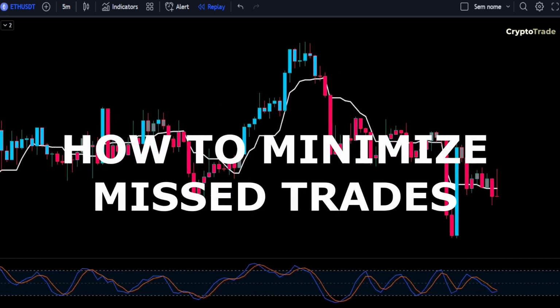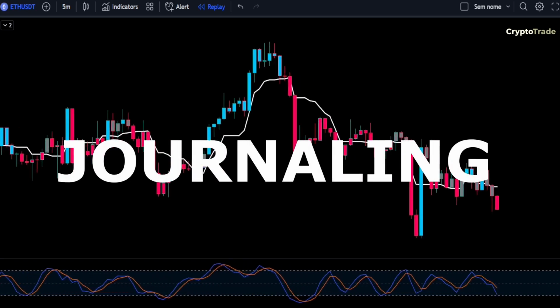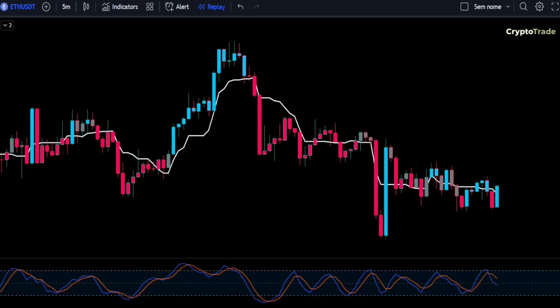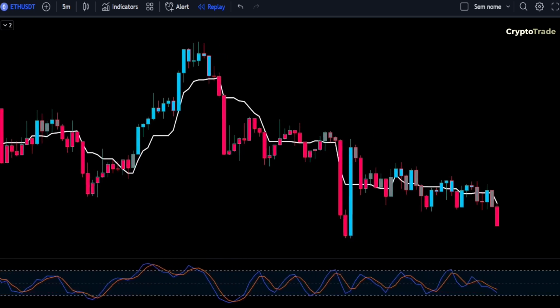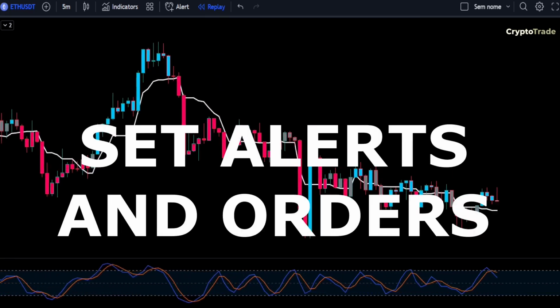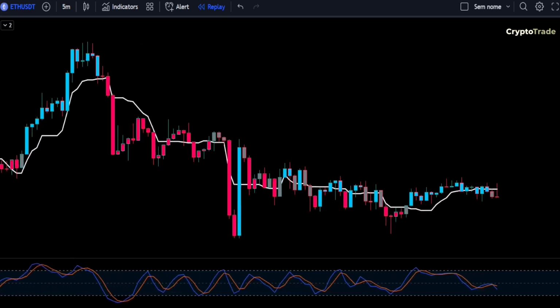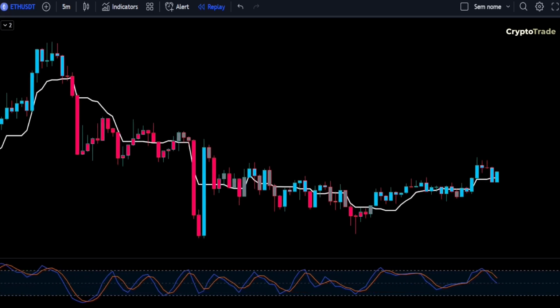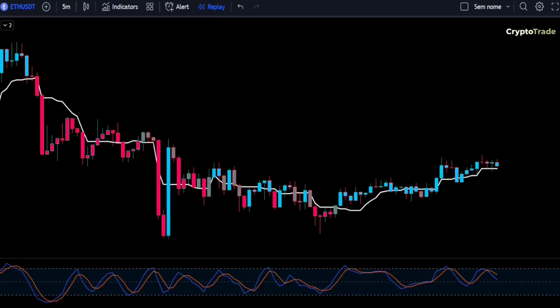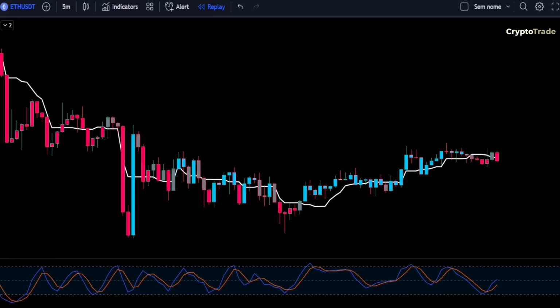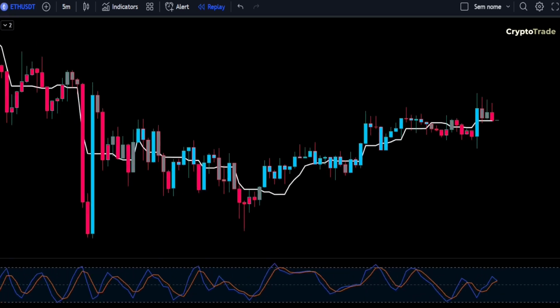For ways to minimize missed trades: journaling. Logging your missed trades in a trading journal could help you identify your triggers and push you into sticking to your plan in the future. Set alerts and orders. If you don't have the time to watch your charts or you're not around when good opportunities usually pop up, then consider setting price alerts or using entry orders for your trades. You could even step it up by designing a simple mechanical system on your platform.